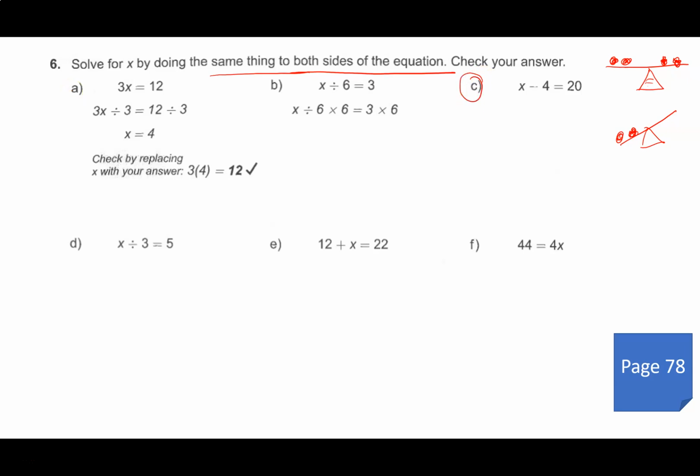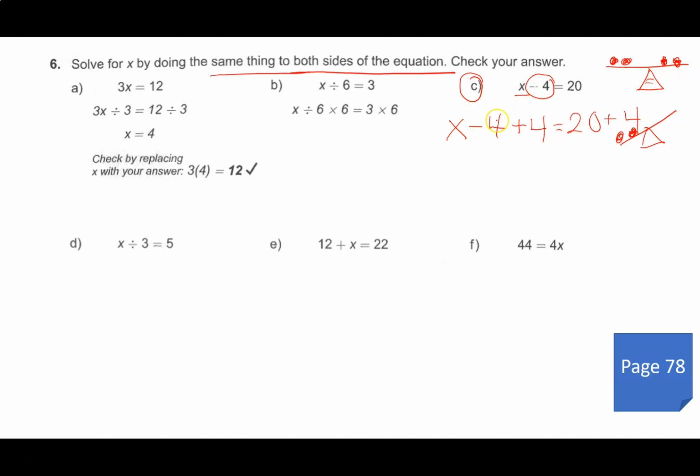x minus 4 equals 20. Remember, our goal is to get x by itself. That means we need to undo minus 4. So x minus 4. How are we going to undo minus 4? Well, the inverse of subtraction is addition, so let's add 4. If we add 4 to this side of the equation, we must add 4 to the other side. Sorry, my scale got in the way of this question.